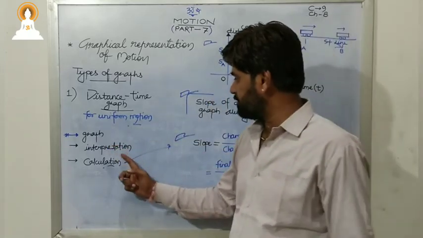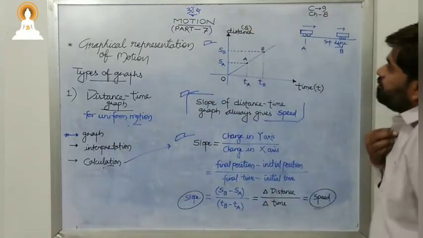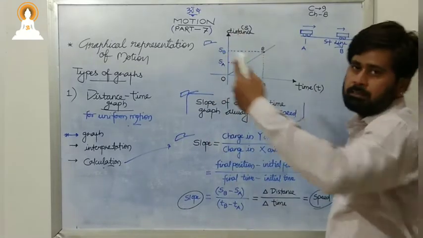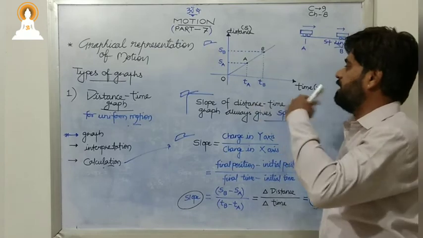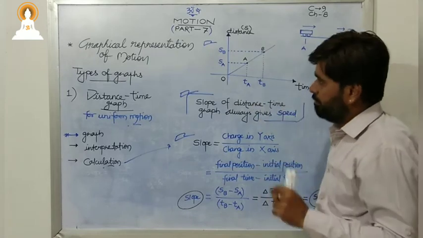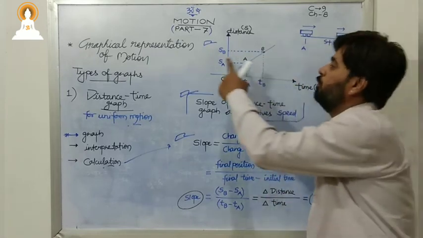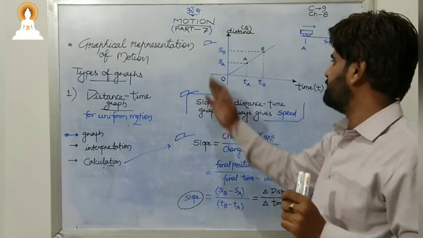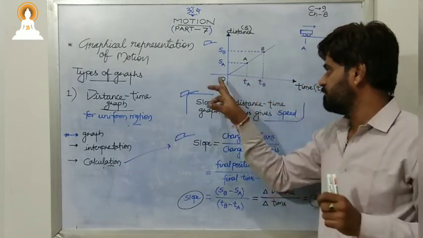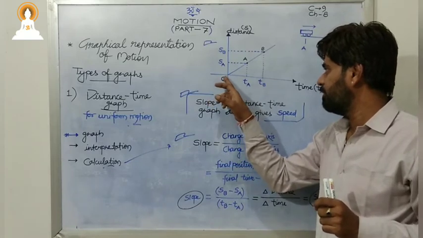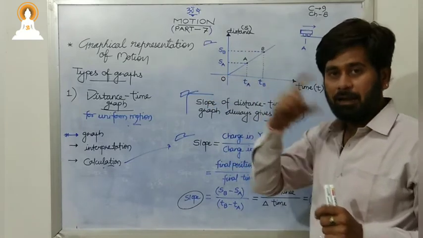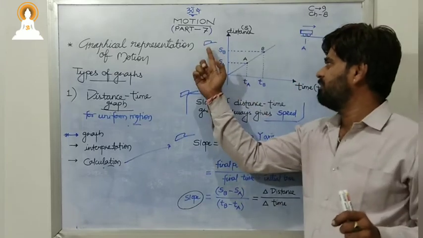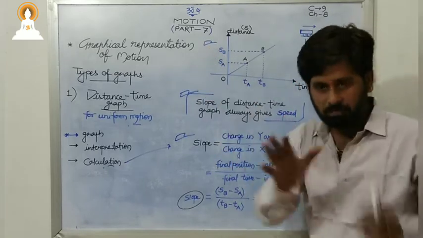Now the interpretation. What is the interpretation which we may take from this graph? On the y-axis there is distance, on the x-axis there is time. We know distance upon time is something we have studied, and that is nothing but speed. Now listen, how will we find it? Directly we cannot do that. This is the y-axis upon the x-axis. We should have some operator.